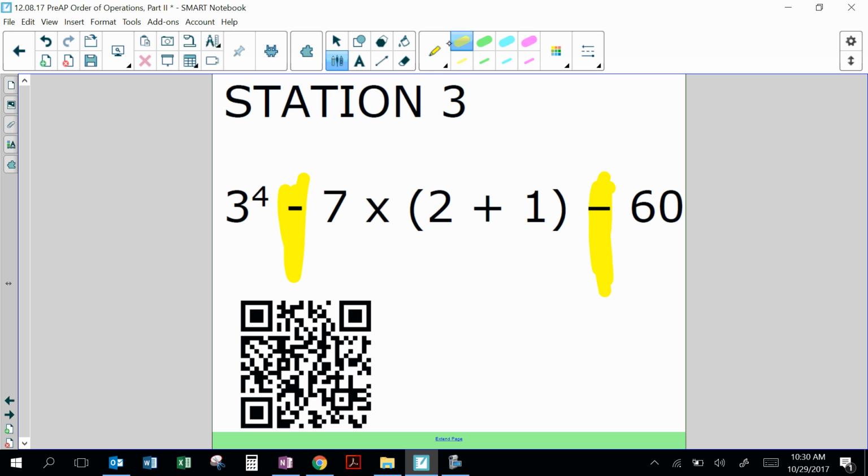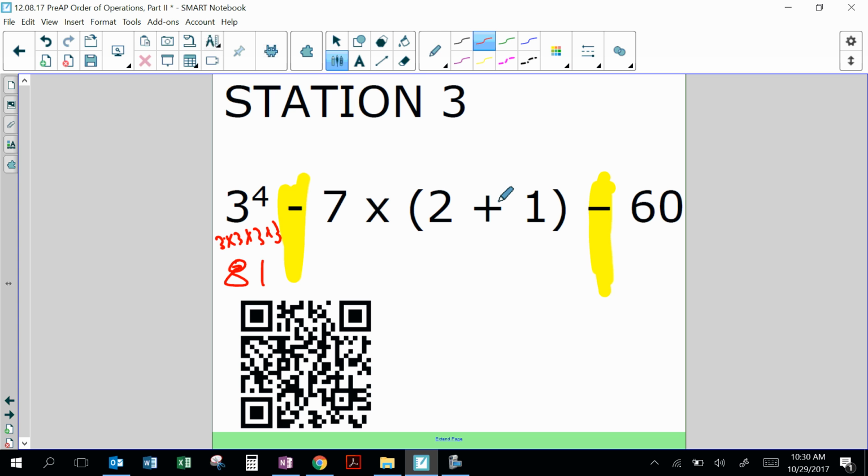So let's solve the first term. Exponent is repeated multiplication. The factor is 3, and it repeats 4 times. 3 times 3 is 9. The other 3 times 3 is 9. 9 times 9 is 81. Another way to think about it is 3 times 3 is 9, times 3 is 27, times 3 is 81.